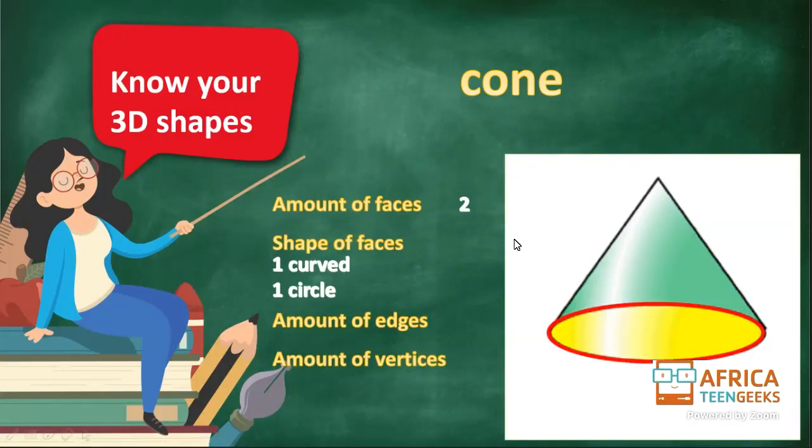That is a circular edge, a round edge. There's only 1. And then how many vertices? So how many corners are there on a cone? Great, guys. The answer is also 1.